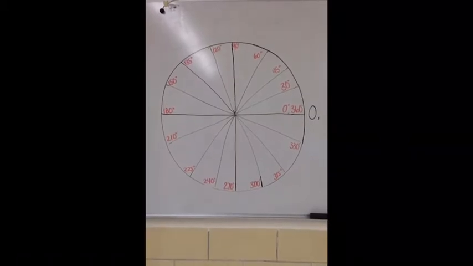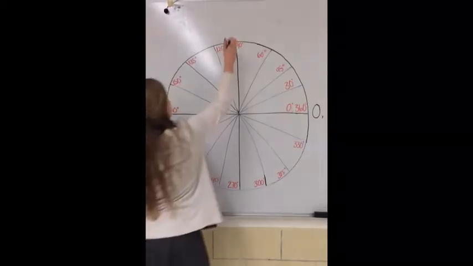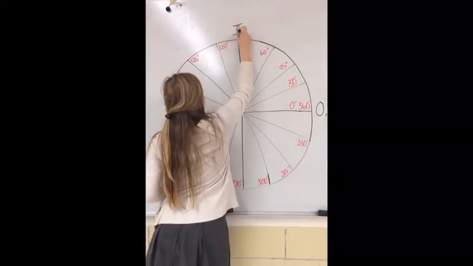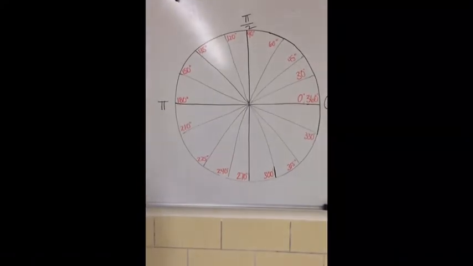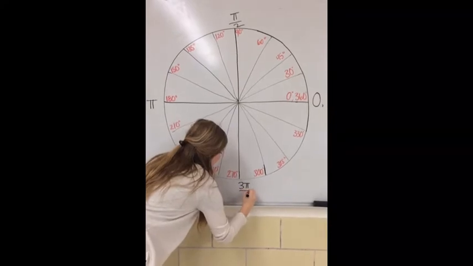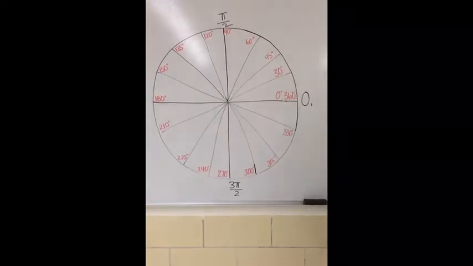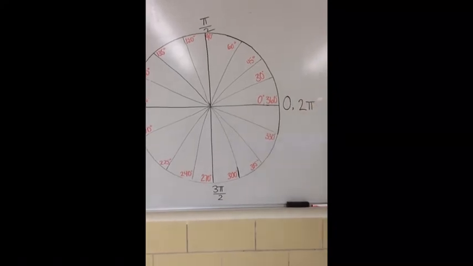Next, you have the radians. In order to do the radians, you will start from 0 and add 1/2. First, you'll have pi over 2. Next is pi. Again, adding 1/2, you'll get 3 pi over 2. And lastly, you'll get 2 pi.